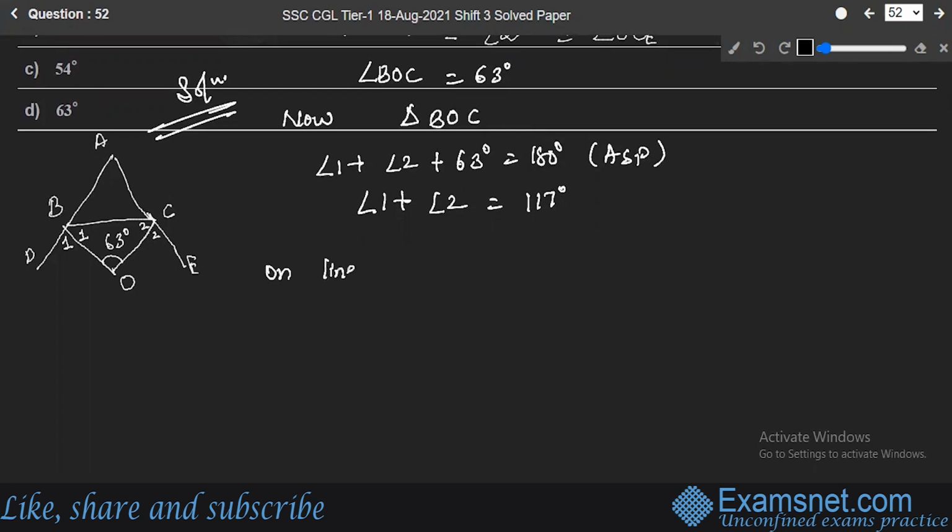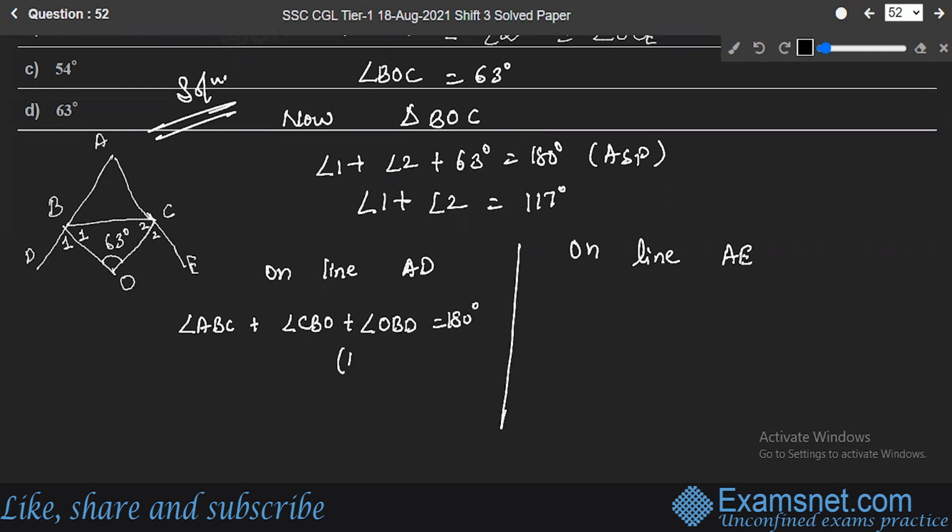On line AD, and on line AE. Angle ABC plus angle CBO plus angle OBD is equal to 180 degrees. Why? They are forming a linear pair. Similarly, on this line, angle ACB plus angle BCO plus angle OCE is equal to 180 degrees. Reason is same, they are forming a linear pair.